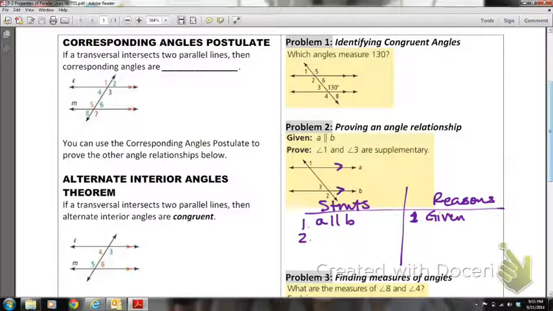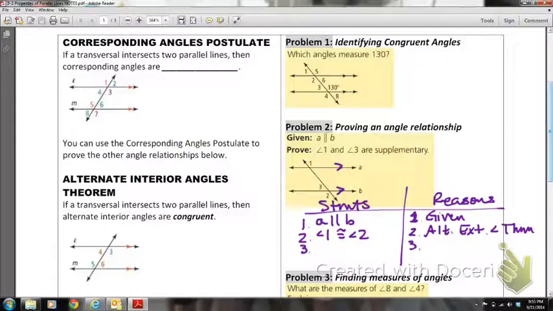Second statement, since we know that A and B are parallel, we can make the statement that angle 1 is congruent to angle 2 because they are alternate exterior angles. So that's the alternate exterior angle theorem. Third statement is from the diagram. We can see that angle 2 and angle 3 are a linear pair, so that means that they are going to be supplementary.